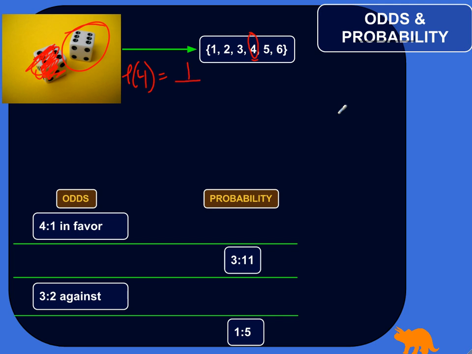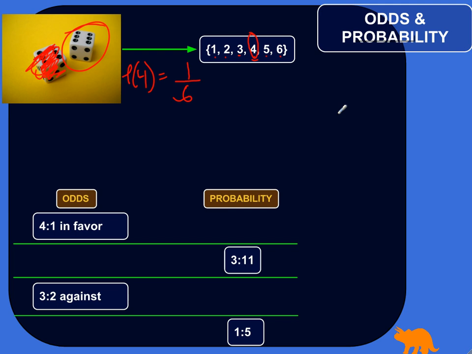Now, what's the total number of possible outcomes? Well, there's 1, 2, 3, 4, 5, 6 different outcomes that are possible when I roll a die. There's 6 different sides that could be face up. So the probability of rolling a 4 will be 1 over 6. There's only one side that's the number 4 out of 6 possible outcomes.